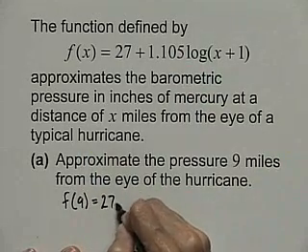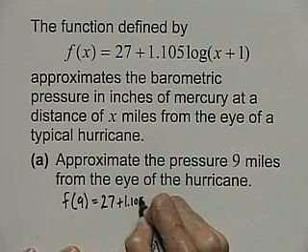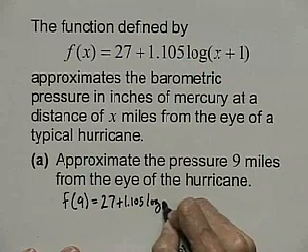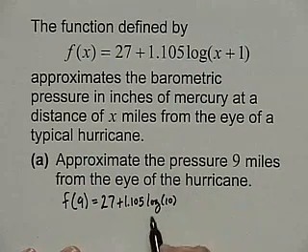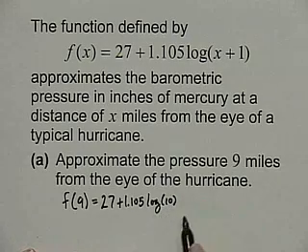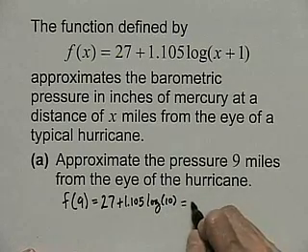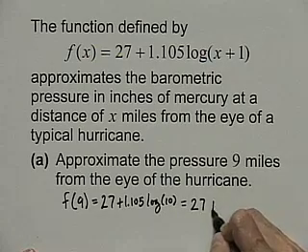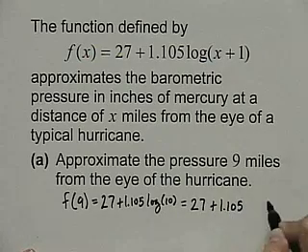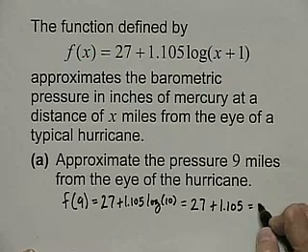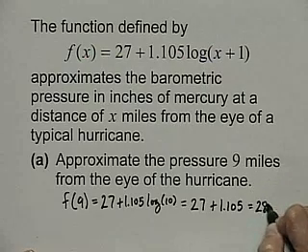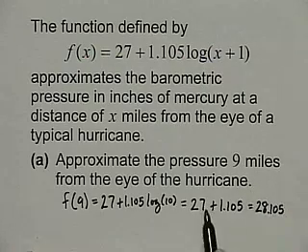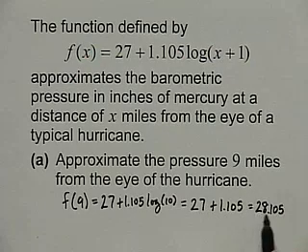So we'll find 27 plus 1.105 log of 10. You may use your calculator if you like, but log base 10 of 10 is 1, and so this is going to be 27 plus 1.105, which is 28.105. And so this is the barometric pressure in inches of mercury 9 miles from the eye of a hurricane.